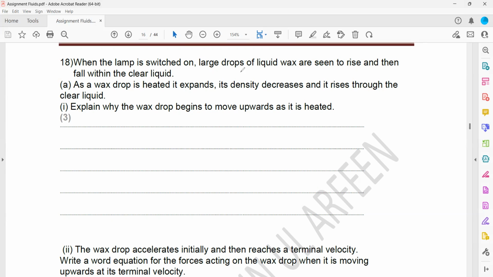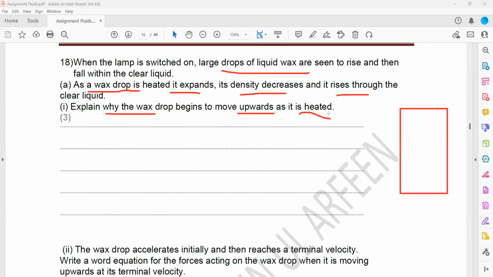When the lamp is switched on, the large drops of liquid wax are seen to rise and then fall in the clear liquid. As the wax drop is heated, it expands, its density decreases, and it rises through the clear liquid. Explain why the wax drop begins to move upward as it is heated. So, for example, say you have a container filled with a liquid and there is a wax drop. When we switch on the lamp, the large drops of wax are seen rising, going up. So what is the reason for that?